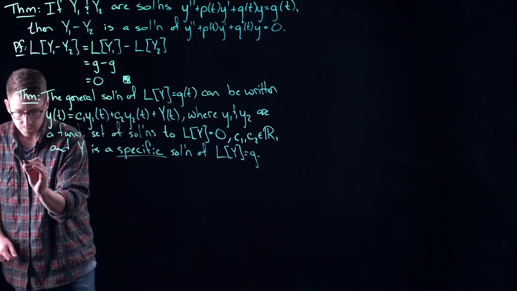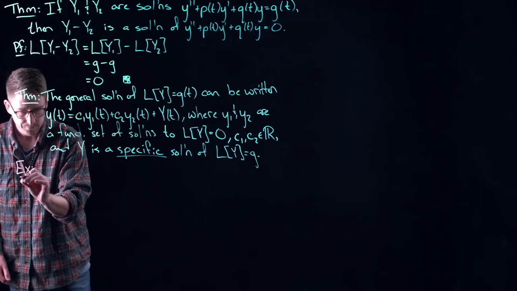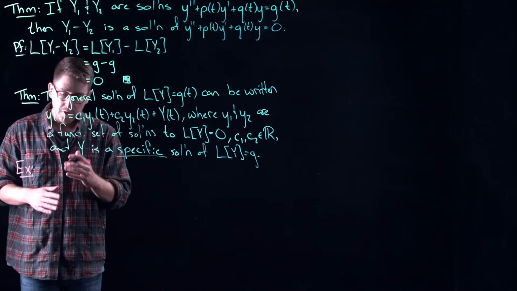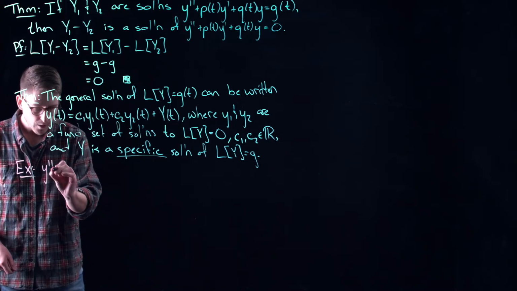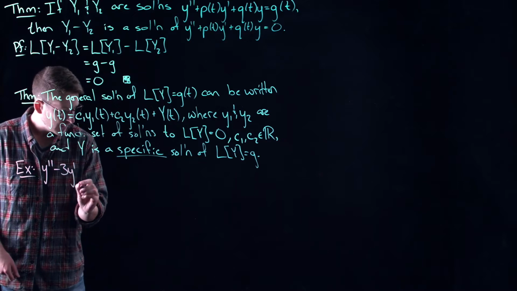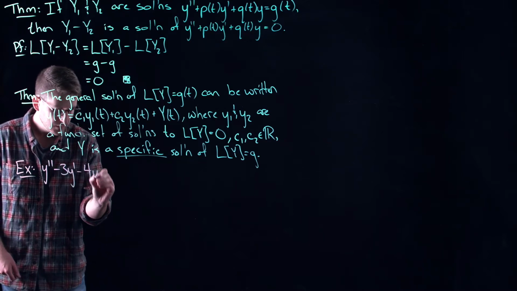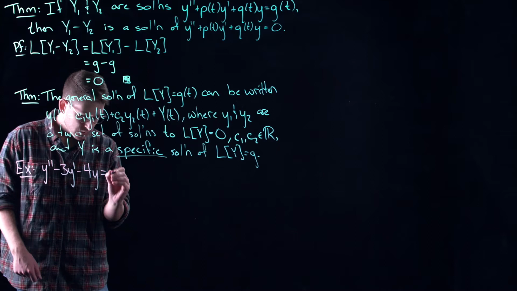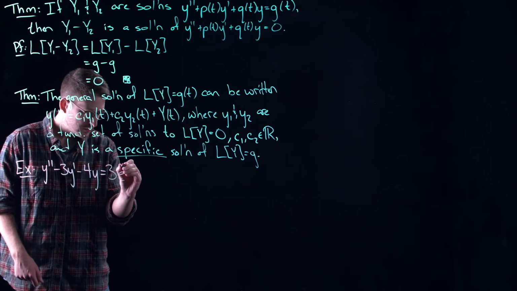And here's what we'll do. Let's look at an example. So I'm going to lead by example through all of this. Let's say y double prime minus 3y prime and then minus 4y is equal to 3e to the 2t.